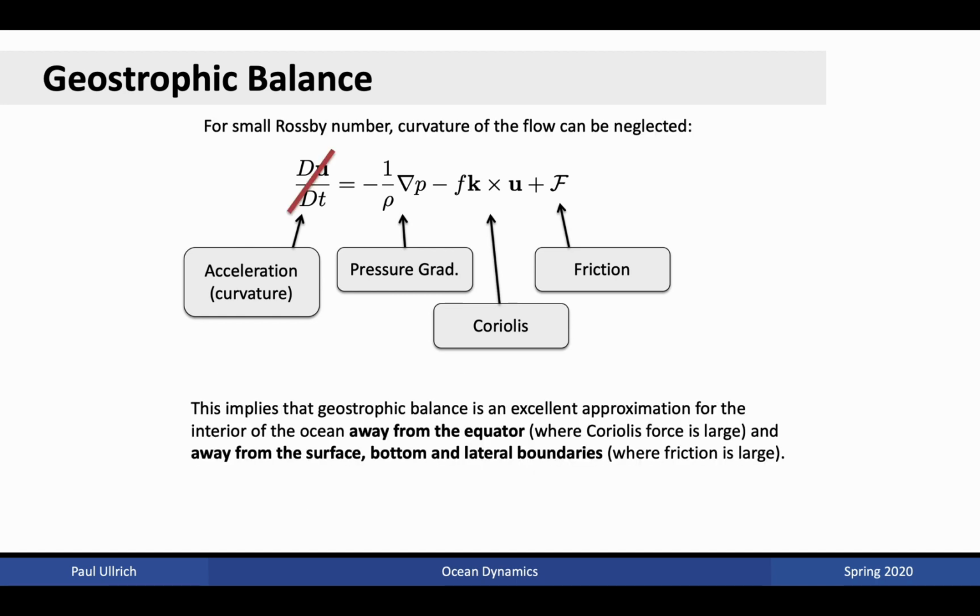For small Rossby numbers, the curvature of the flow can typically be neglected, and so the dominant balance in the ocean is again between pressure gradient, Coriolis, and frictional forces. Recall in our discussion of the atmosphere, this contribution gave rise to geostrophic flow away from the surface and subgeostrophic flow in the near surface. The same thing holds in the ocean.